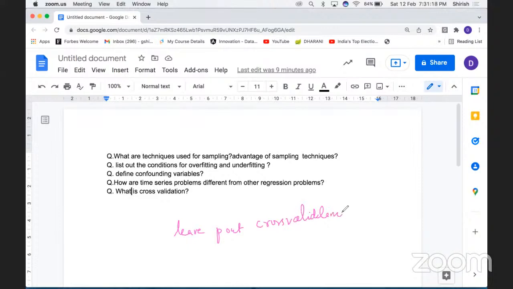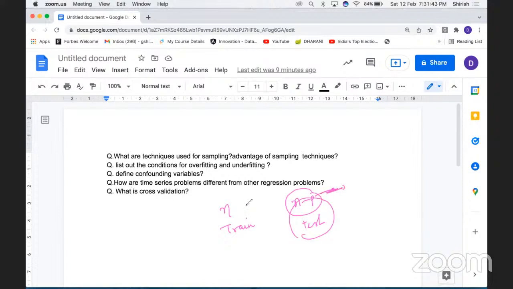Leave P out cross validation. This approach will leave P data points out of the training data. With N data points, that means N minus P are used for training, and P points are used as the validation set.